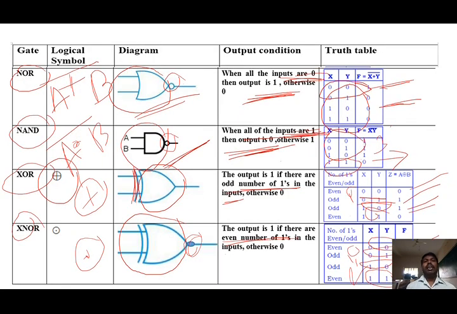And the derived gates: NOR gate, NAND gate, XOR gate and XNOR gate.